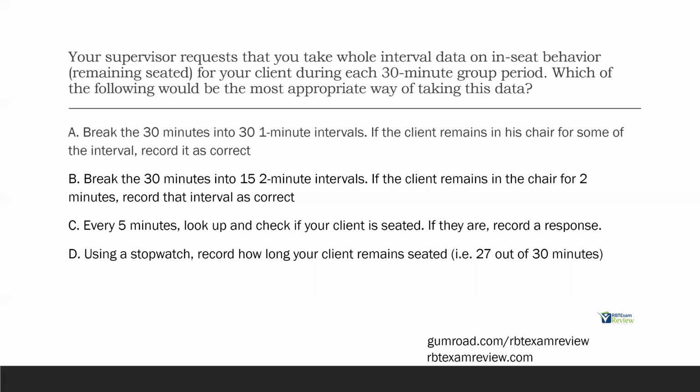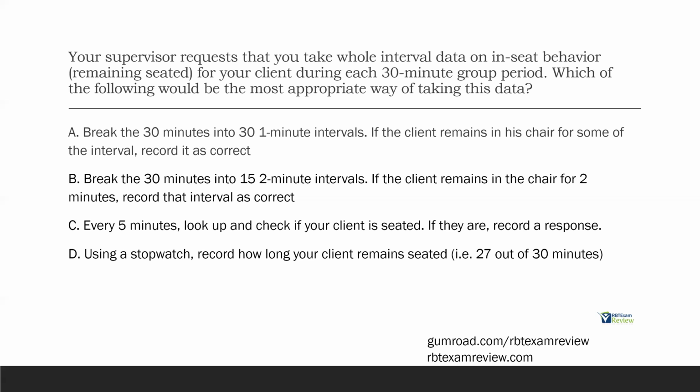Don't go into the exam unsure of your terms and definitions because a question like this can give you a lot of difficulty, okay? So A, break the 30 minutes into 31-minute intervals. If the client remains in his chair for some of the interval, record it as correct. Okay, so this is immediately wrong. Why? Well, whole interval data requires the client to engage in the behavior for the entire interval. A is saying for some of the interval.